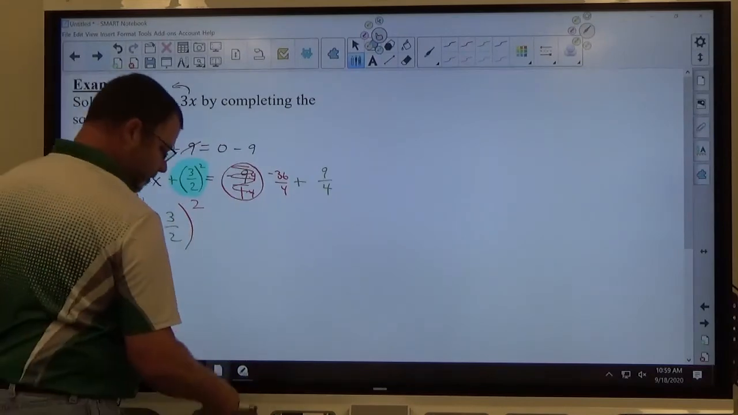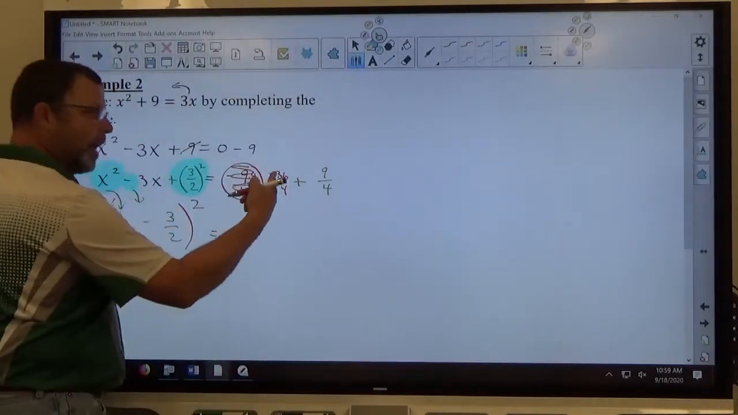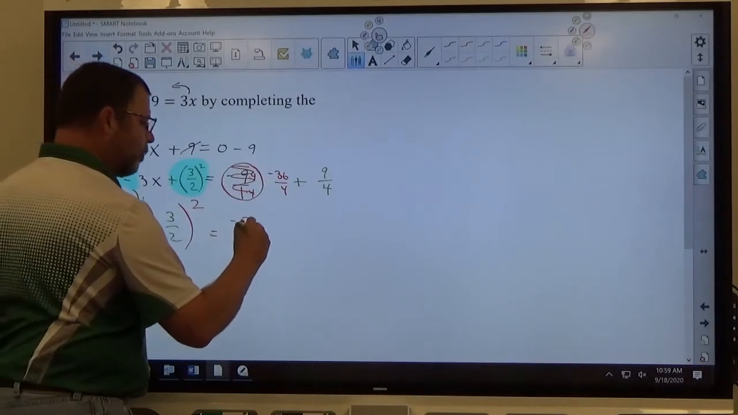Over on the right-hand side, I have a negative 36/4 and a positive 9/4, which makes negative 27/4.